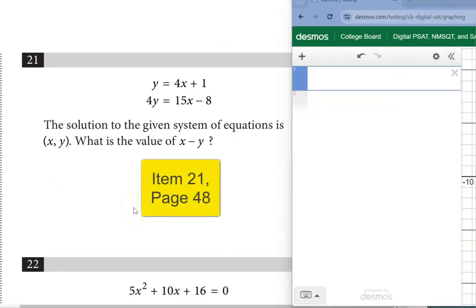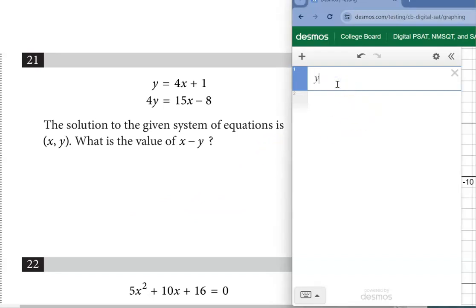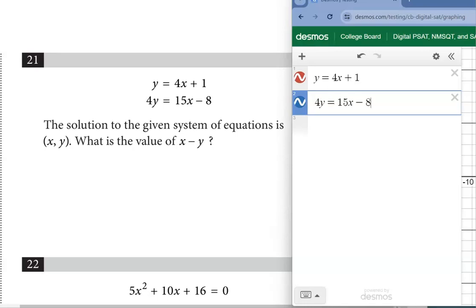The next question we're looking at is question number 21. It is on page 48. We are given a system, and we want to know the solution, and we're going to subtract the x and y coordinates of the solution. So type y is equal to 4x plus 1 on one row, and type 4y equals 15x minus 8 on the second row.